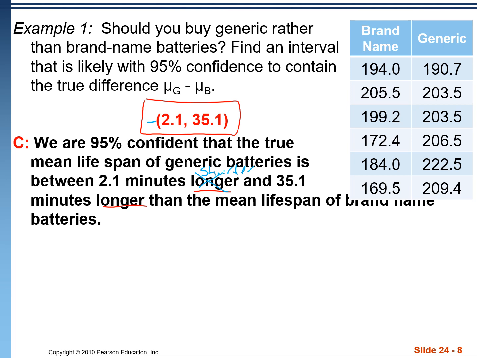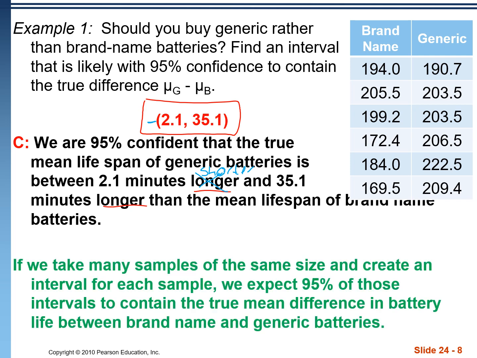Let's also go over interpreting what 95% confidence means. They could also phrase it as explain the confidence level instead of interpret the interval. If we take many samples of the same size and create an interval for each sample, we'd expect 95% of those intervals to contain the true mean difference in battery life between brand name and generic batteries.